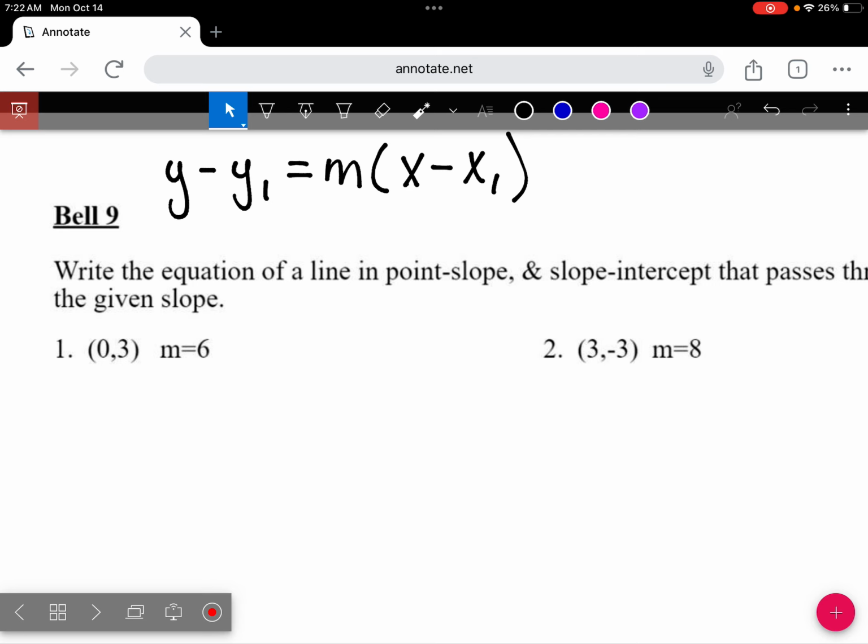All right, so let's take a look at this. If we're trying to write an equation for this line, it goes through the point (0, 3) and has a slope of 6. How are we going to do that? What's this equation going to look like?